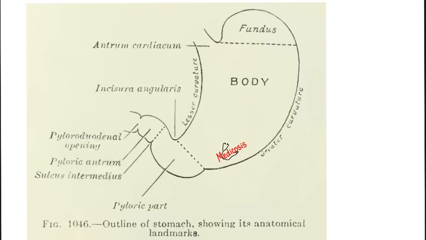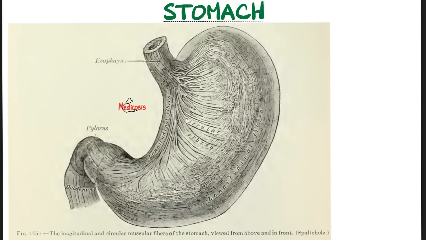Here is a tip for the pros. In the lesser curvature, there is a notch. We call this the angular notch because it has an angle. Angular notch, or in Latin, incisura angularis, which sounds suspiciously similar to medicosis perfectionalis. As you know, your gut is made of 4 layers.